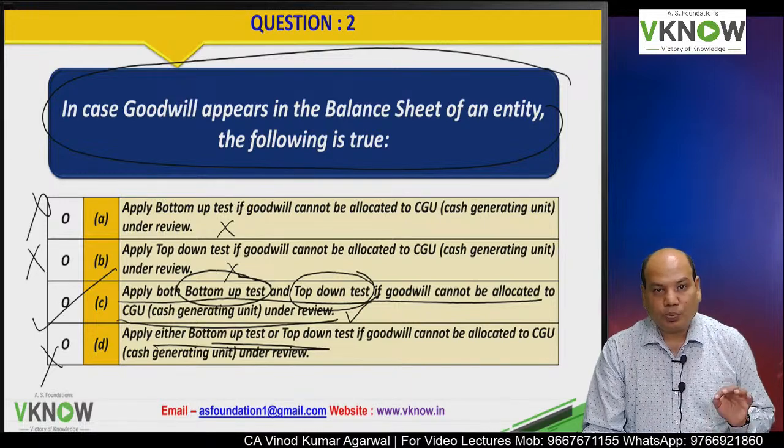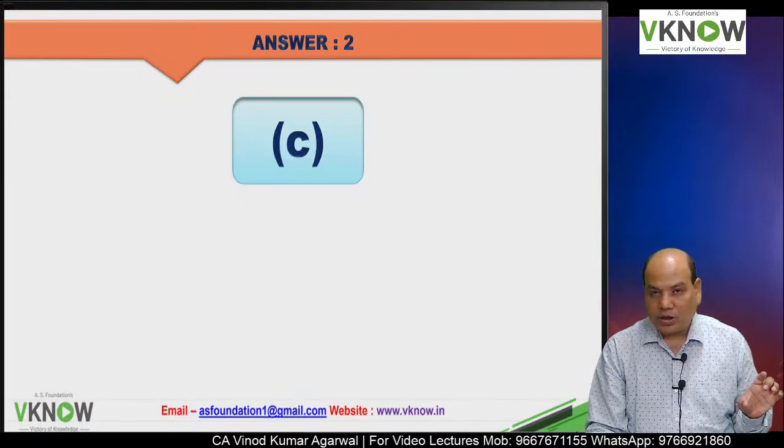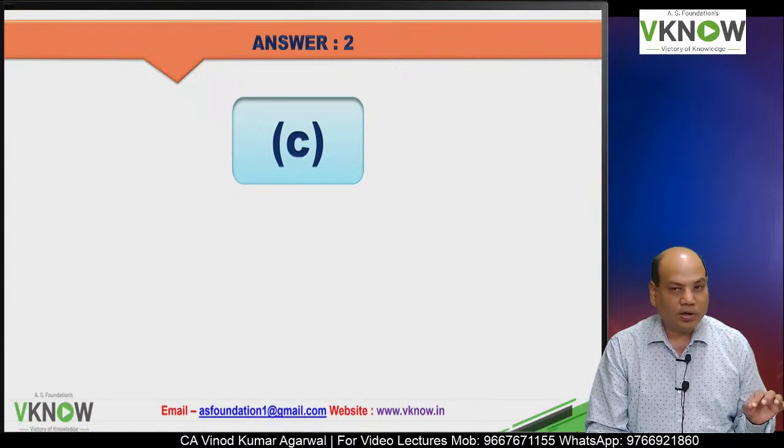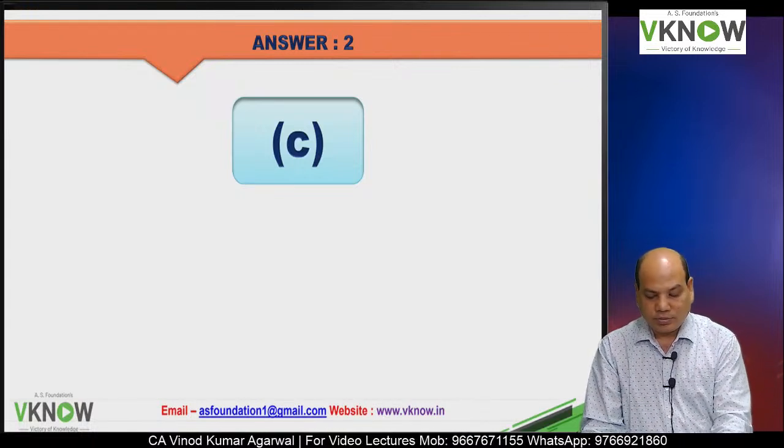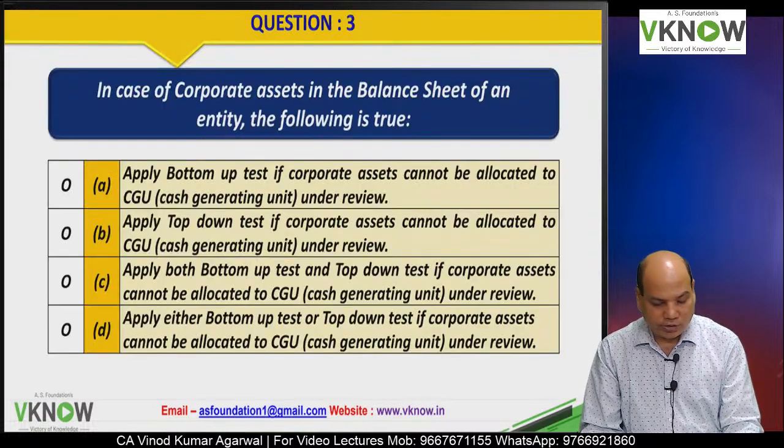You have to apply both the tests. First the bottom up test without allocating goodwill, and then the top down test by allocating goodwill to the larger CGU.